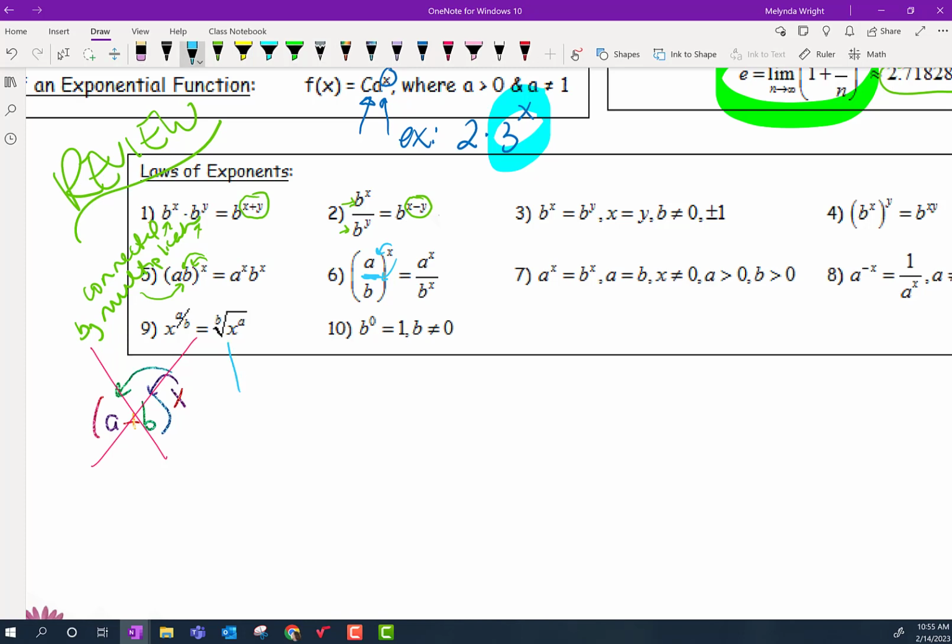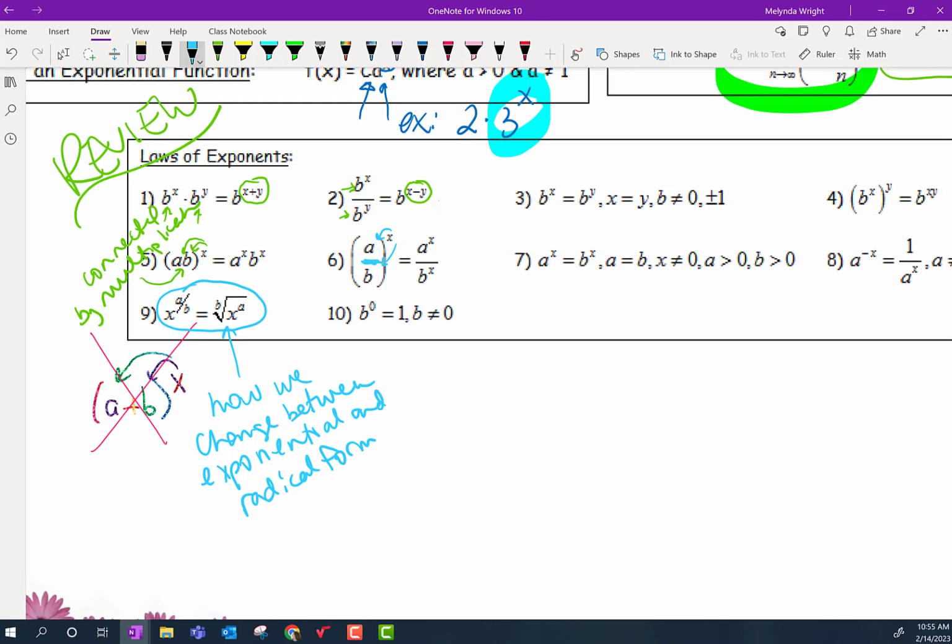This is a reminder of how we switch between exponential and radical form. This is how we change between exponential and radical form.